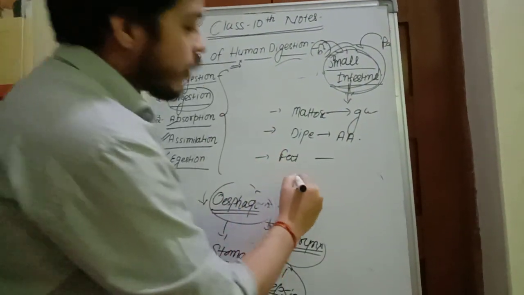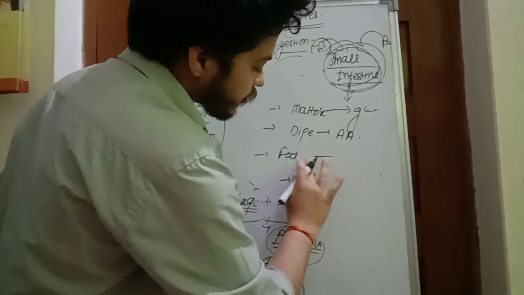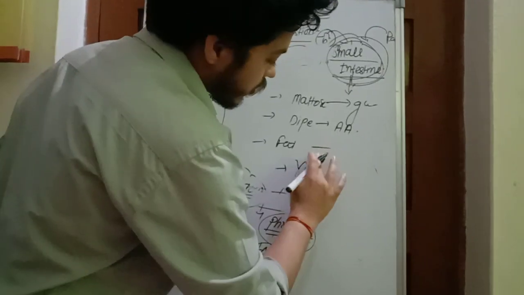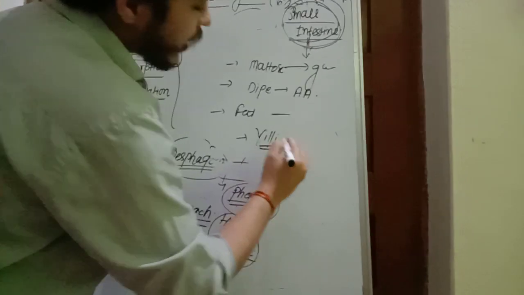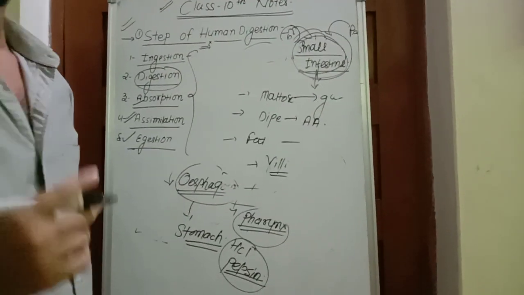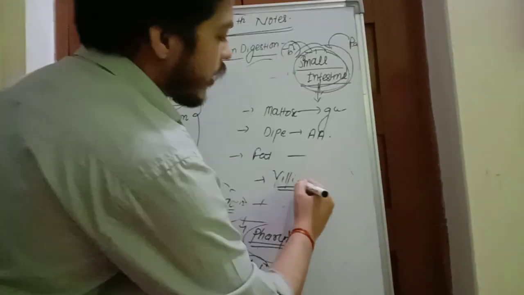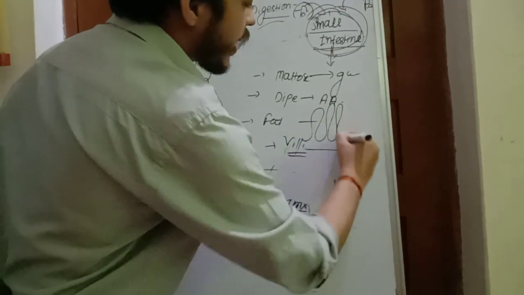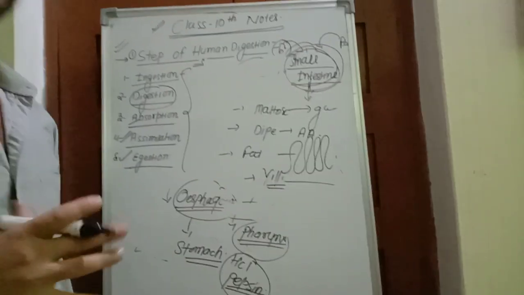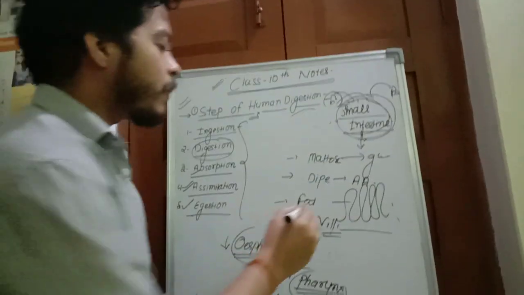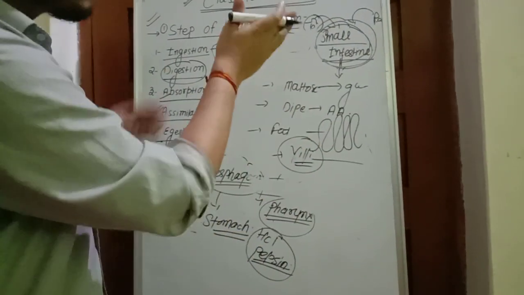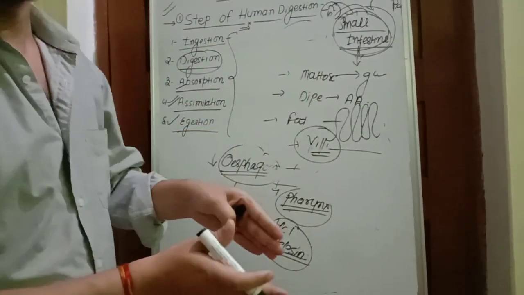Then you move to the function of villi. Villi are present in the small intestine, which increase the surface area for the absorption of nutrients. It is a finger-like projection, a finger-like structure, which increases the surface area. That is about villi. So make notes properly, step by step.